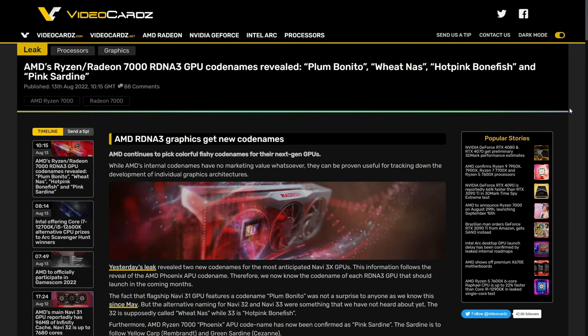And then we have AMD's Radeon 7000 RDNA 3 code names, which are Plum Bonito, Wheat Nas, and Pink Sardine.